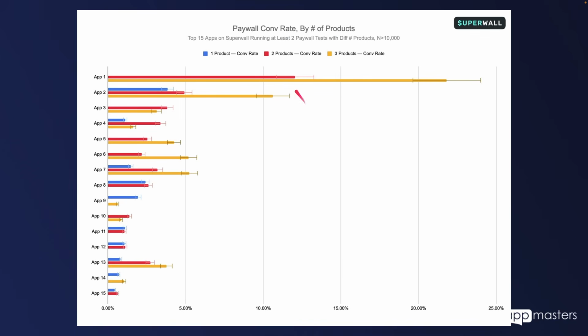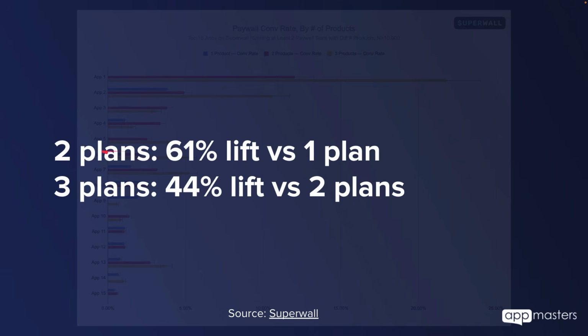So these are little hacks that you can use on your pricing page. And here's a stat from Superwall. They saw that 2 plans saw 61% lift versus 1 plan. And we have data that supports this.